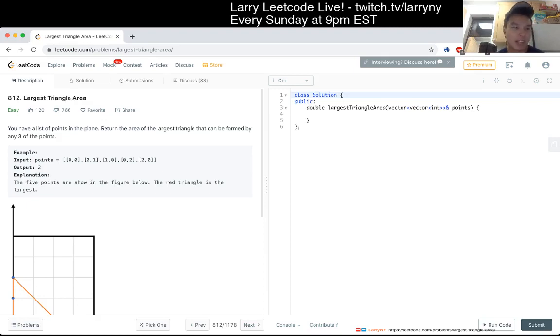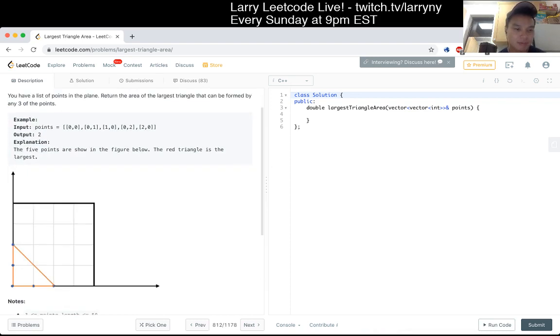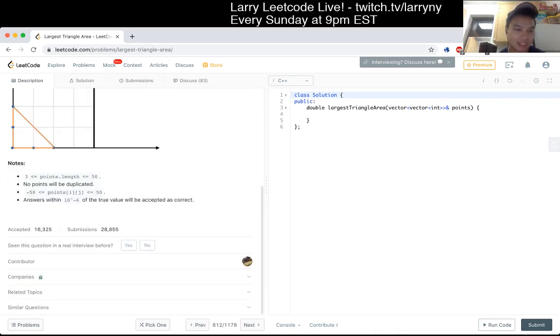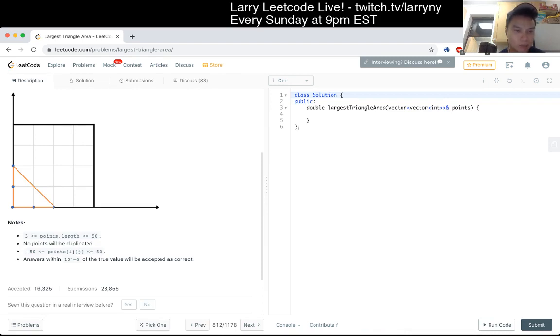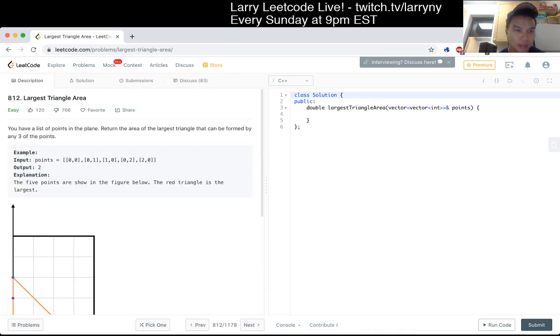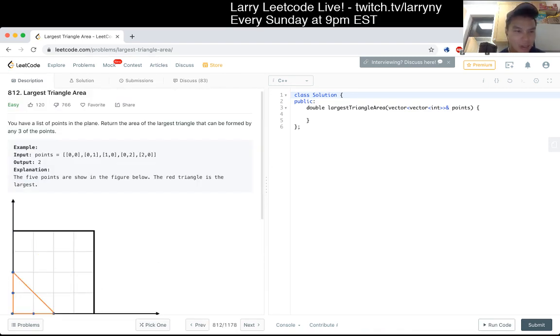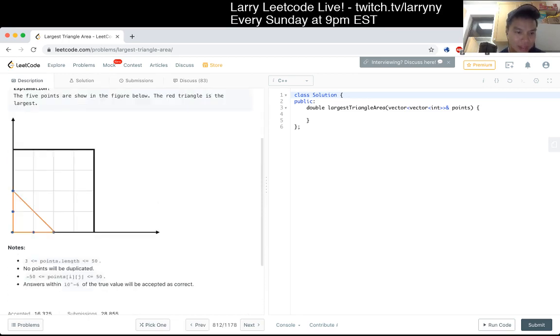812, largest triangle area. You have a list of points in the plane. Return the area of the largest triangle that can be formed by any 3 points. Oh man, it's kind of annoying in the sense that it's formed by... Okay, what is n? N is 50, so that should be okay. And I guess you have to return a double.